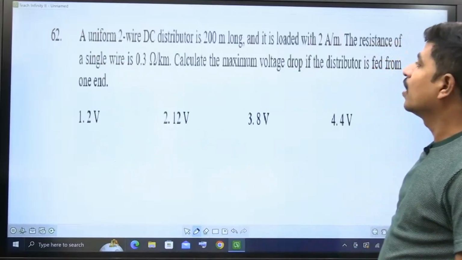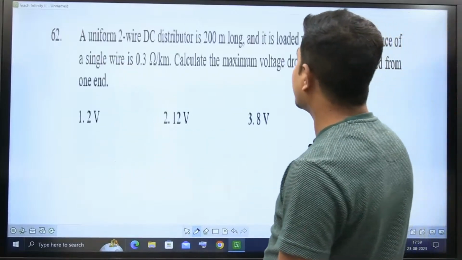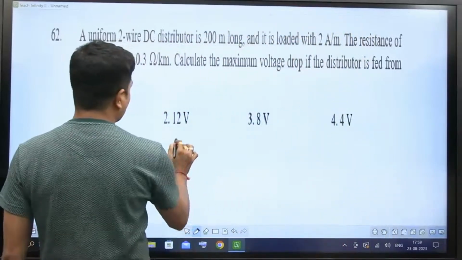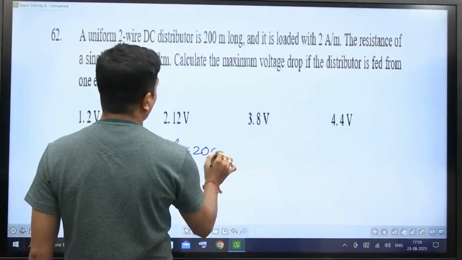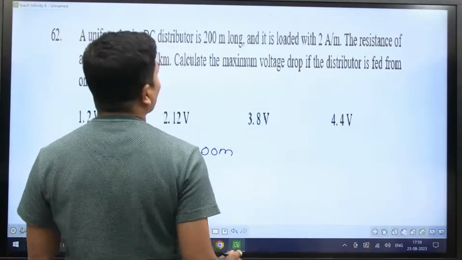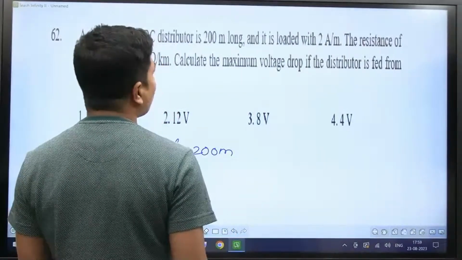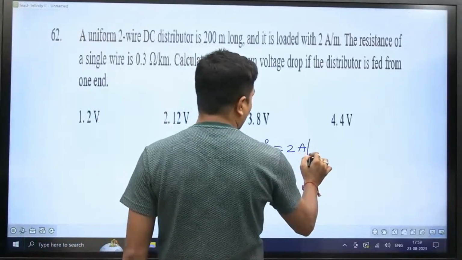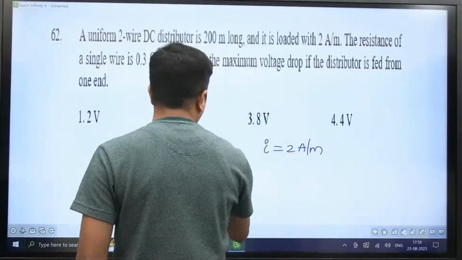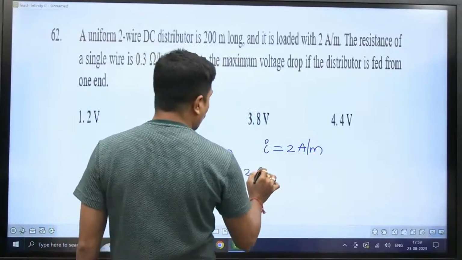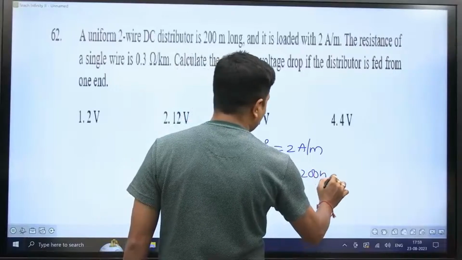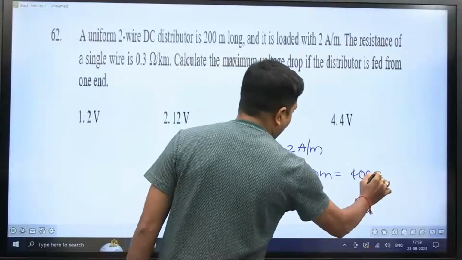Next question. A uniform two-wire DC distributor is 200 meters long. He's saying that the length of the distributor is 200 meters, and it is loaded with 2 ampere per meter. So current is equal to 2 ampere per meter. Then total current I is equal to 2 ampere per meter into 200 meters. Then it will be 400 amperes.